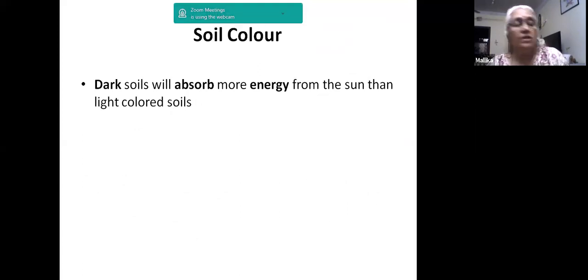Dark soils. So dark soils generally absorb more energy from the sun, and therefore they retain the heat.